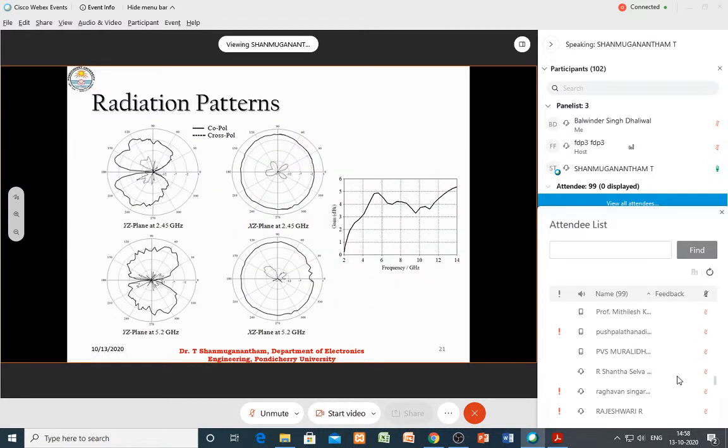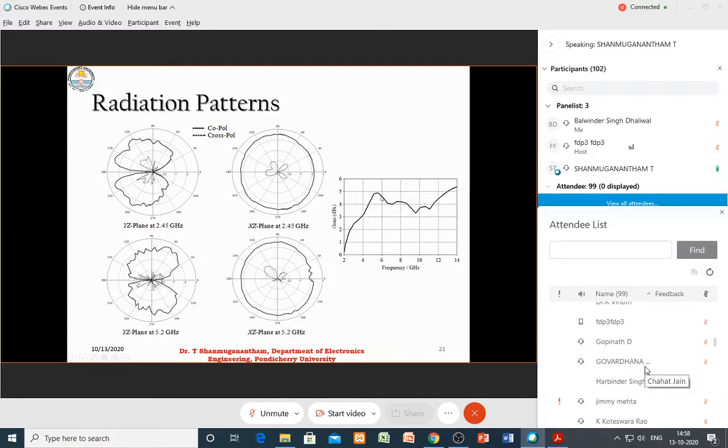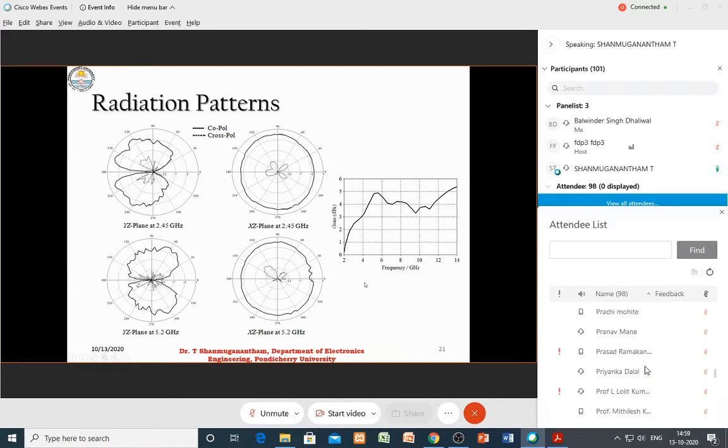This is the radiation characteristics of the proposed antenna for 2.45 and 5.2 GHz ISM bands. Here co and cross polarization are given, mainly in the XY plane, at 0 degree and 90 degree, in both directions, with the antenna tilted. The radiation characteristics are measured under these two conditions, and the gain is also measured. At around 2.45 GHz the gain is at most 2.5 dBi, and at 5.2 GHz the maximum gain is around 5 dBi.